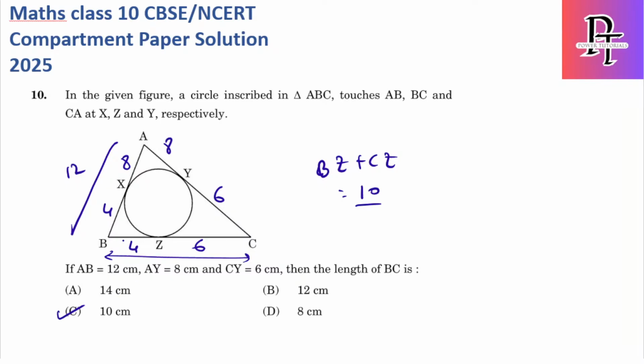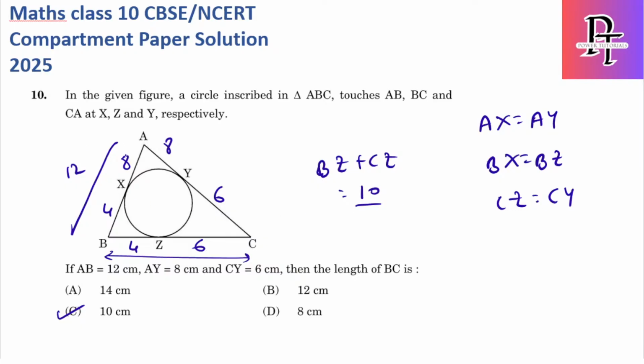Okay, I'm repeating this question again. In the given figure, they are saying a circle is inscribed inside a triangle ABC. If a circle is inscribed inside a triangle ABC, then we have tangents here. From external point A, I can see AX is equal to AY. Same way from point B, I can see BX is equal to BZ, because these are tangents from external point B. Same way CZ is equal to CY, because these are the tangents from external point C.